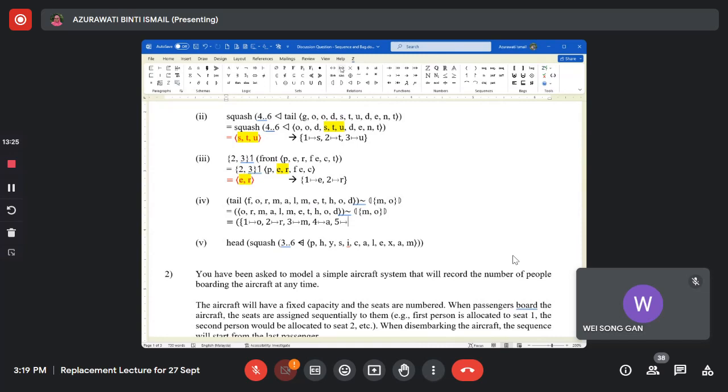5 is N-O-R-M-A-L, and then 6 will be M. 7 will be E. 8 will be L-M-E-T. 9 will be H. 10 will be O, and the last one, 11, will be D. So you convert like this.